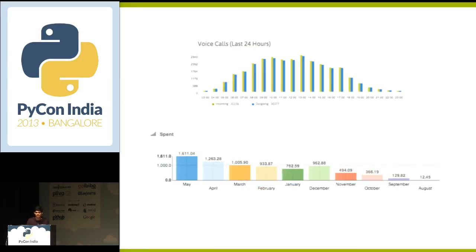So this is what we finally came up with. These are the graphs which we generated using Graphite. So this is the revenue of a particular user, how it built up, and that is the call usage on a particular day. So we can start looking at patterns of how call usage increases as the day progresses.